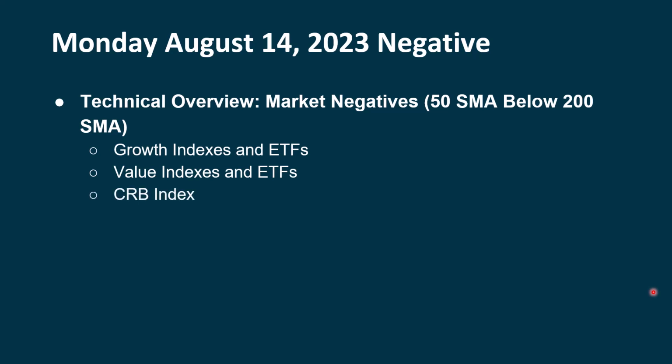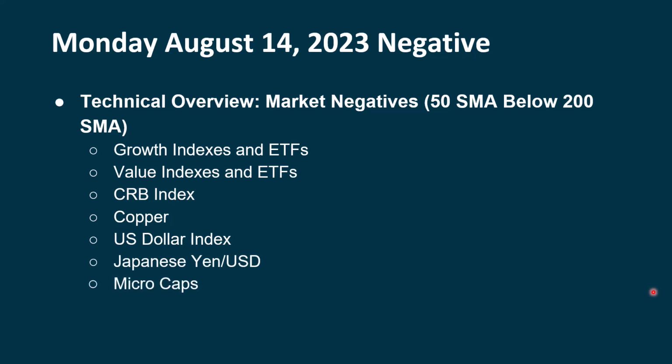The CRB index, even though it's seen some recent strength, is still in a downtrend. Copper's been chopping all over the place, and it's kind of hard to read that one right now. The dollar index is in an overall downtrend. The Japanese yen to the US dollar, and the micro caps, which I didn't show a chart of, but they've been seeing some recent weakness.